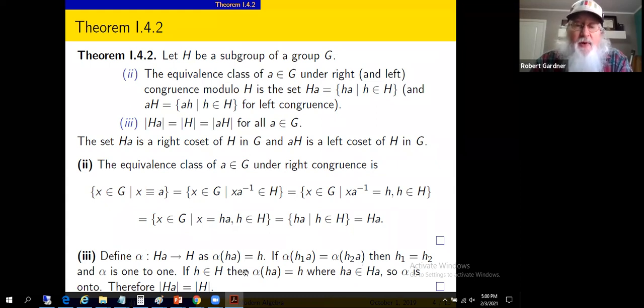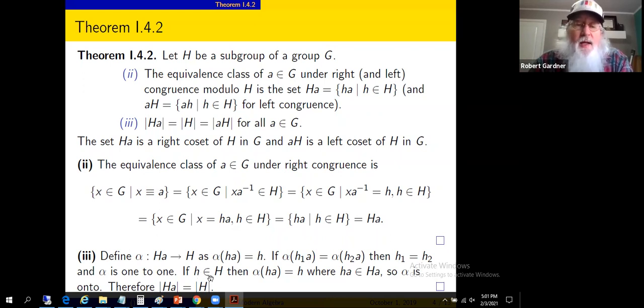Well, that means, by the very definition here, that alpha of H1A is simply H1. Alpha of H2A is simply H2. So if we put these things in, H1A and H2A, then we have the equality H1 equals H2. That's the very definition of one-to-oneness. So we've got a one-to-one, if you like, an injective mapping. I'm not worried about structure here. I'm not worried about any homomorphism stuff. We're talking about sets. So it's simply a bijection argument. There's the one-to-oneness. Now we just need the onto-ness.